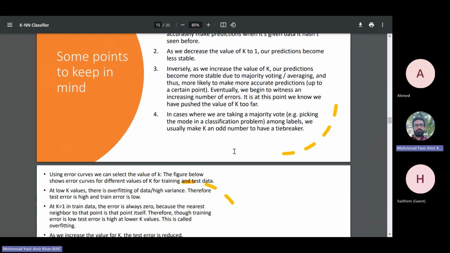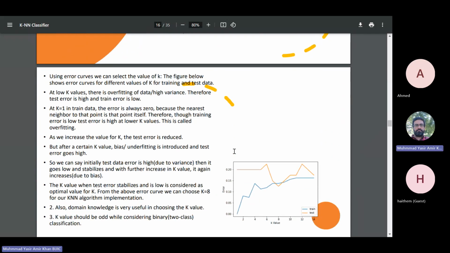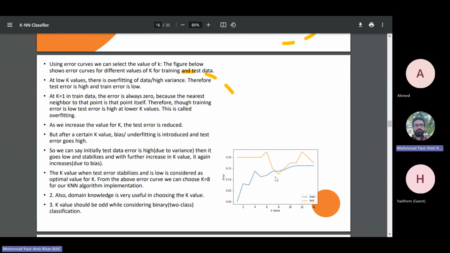Okay, so let's move on. A few more of the points. You can see a graph over here. When k is small, the train data has smaller error, but the test data has a very large error. But then as you increase the value of k, the train error goes up and the test error remains stable.